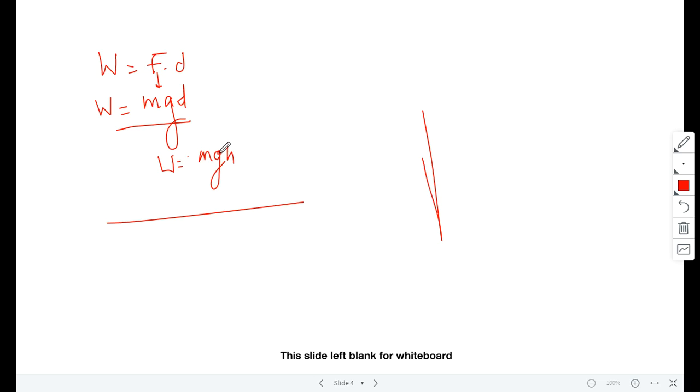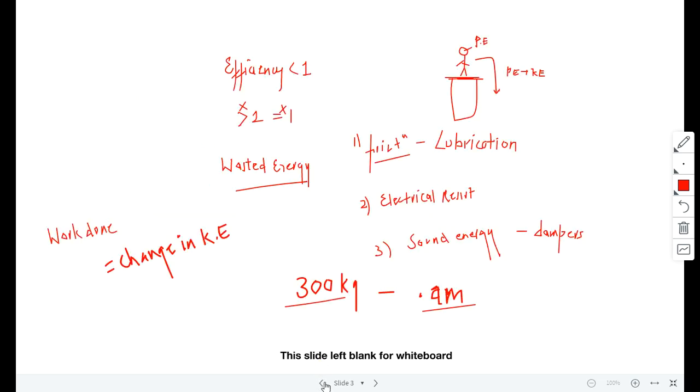Okay. So now the work done is just the gravitational potential energy. So that is 300 times 9.8 times the height, which is 0.9. So that's 2,646 joules. That's energy, that's work.